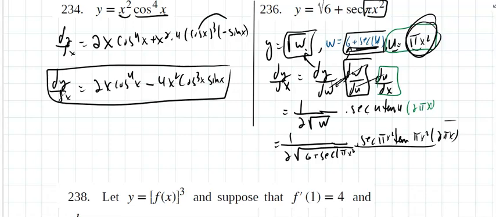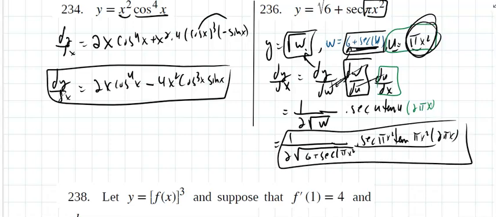And of course, you could clean that up a bit. The 2's cancel out, and so on and so forth. But there it is. So that's chain rule. You want to get used to how that works.